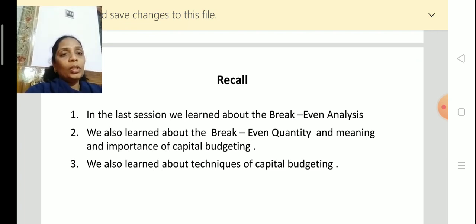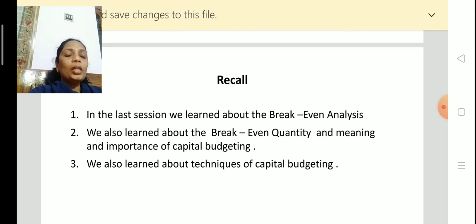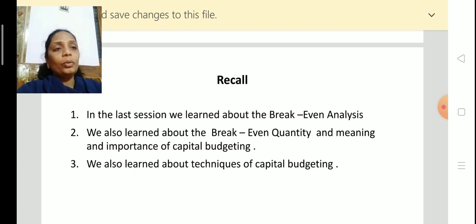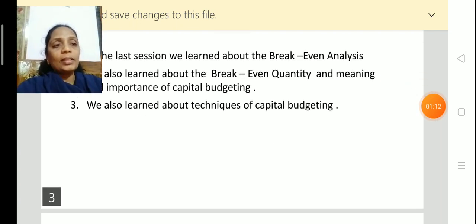Let me recall the last session. We learnt about break even analysis, break even quantity, the meaning and importance of capital budgeting, the concept of break even sales, and the techniques of capital budgeting. These are the concepts we covered in the last session.